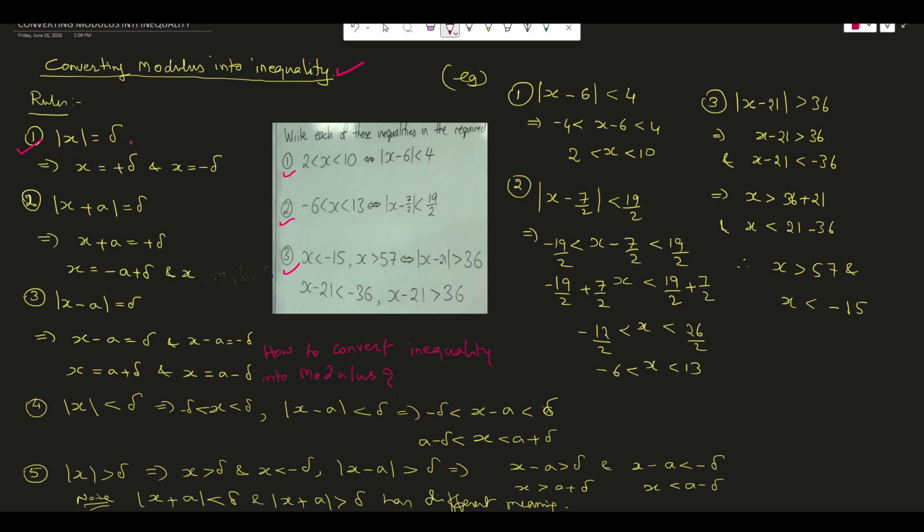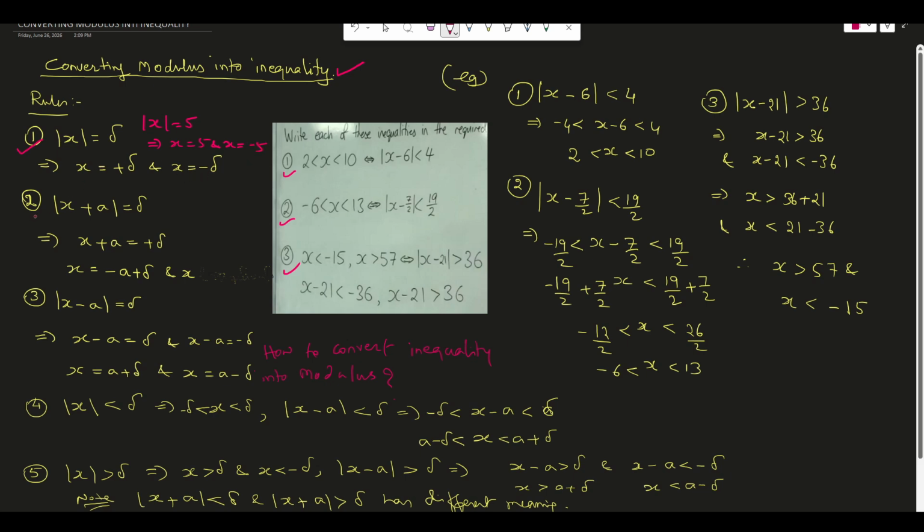Modulus of x is equal to delta. Now what is the meaning of this? Whenever there's an equal to sign, it means that x is equal to either plus delta and x is equal to minus delta. That is the meaning of it. So this rule you should know very well. For example, modulus of x is equal to 5 is given to you. This implies that x is equal to plus 5 and x is equal to minus 5. This is the meaning of it.